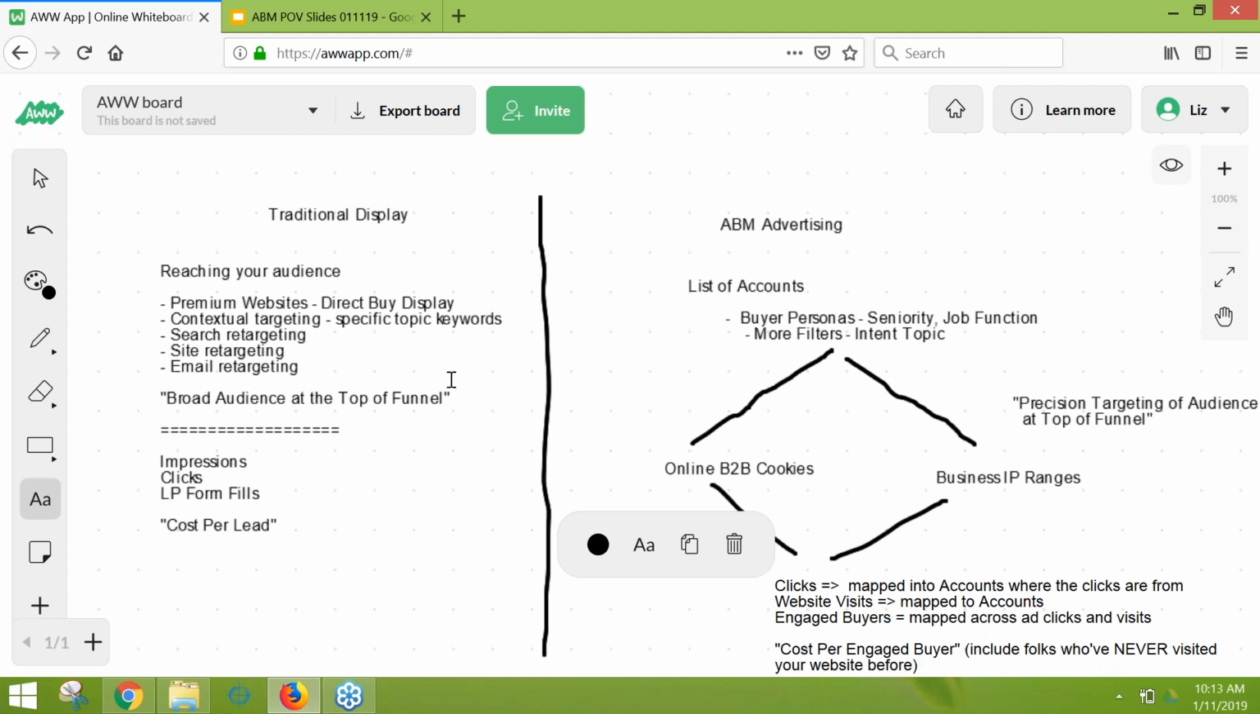So there you go. Essentially, it's a whole new way of thinking about advertising. It's much more precise, very targeted, and from a cost per lead, moving to a cost per engaged buyer model.